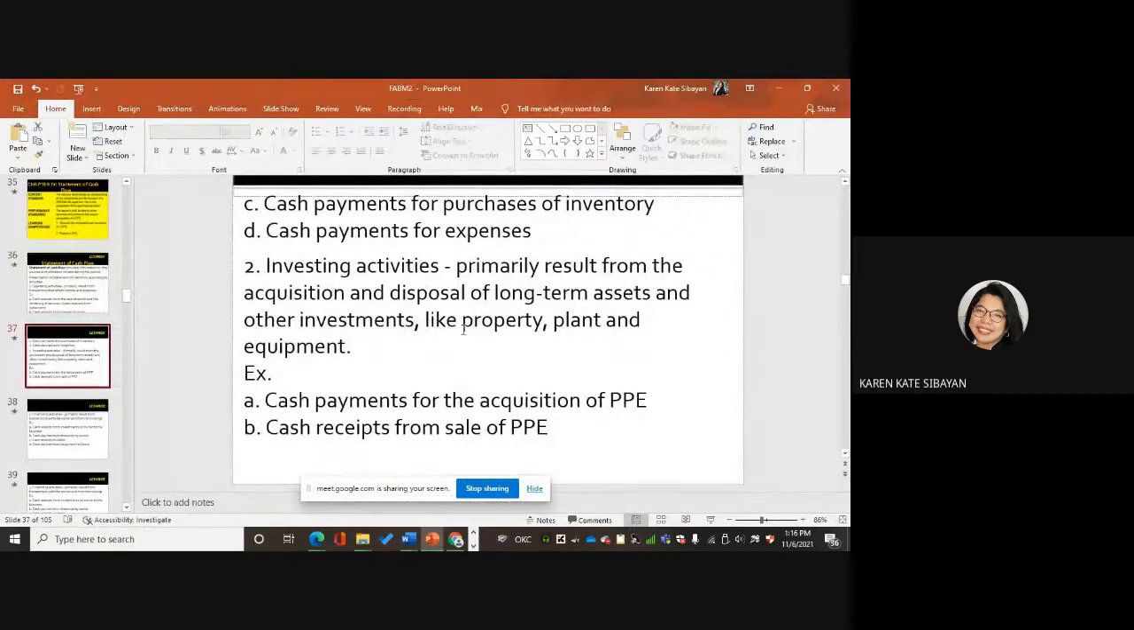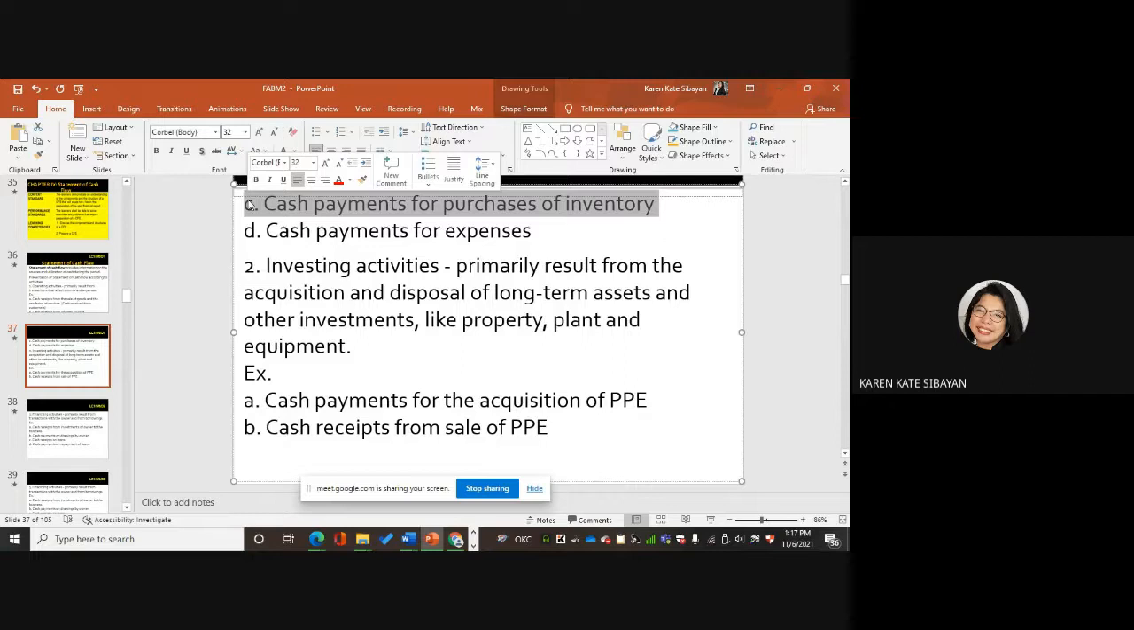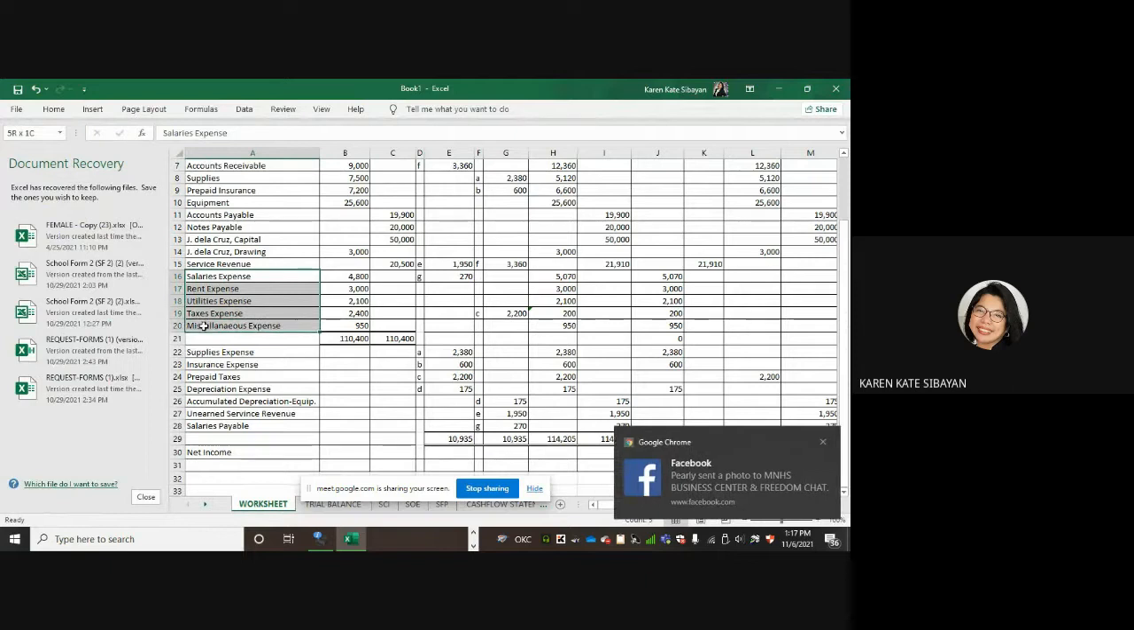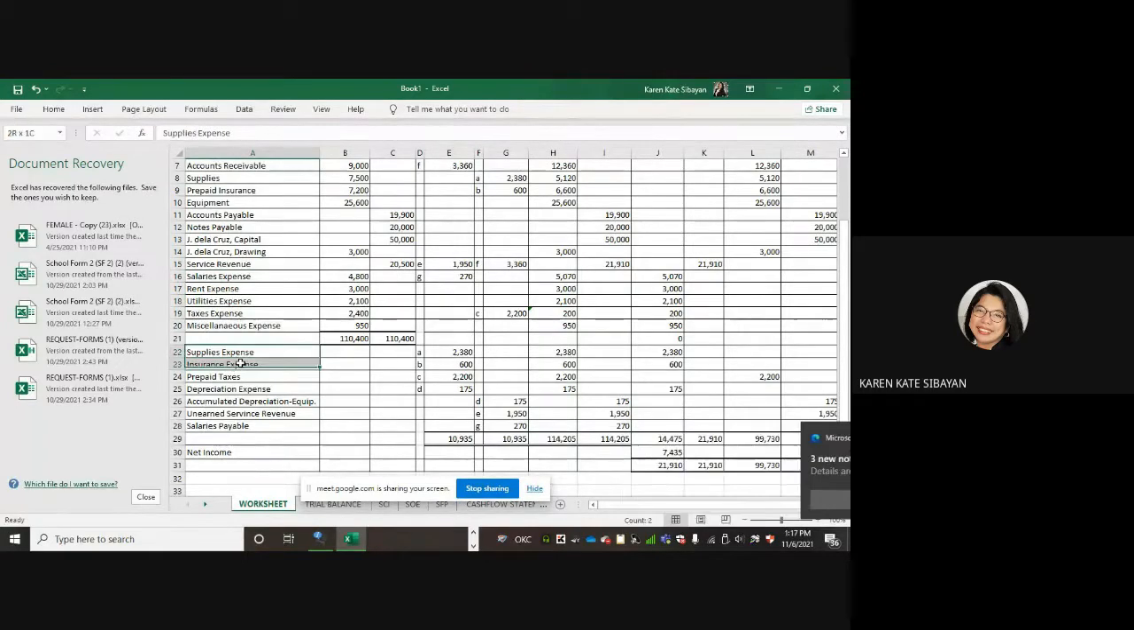Dito, payment, ibig sabihin, ito yung mga outflow, cash outflow under operating activities. Ano-ano ba? Meron ba tayong cash payments for purchases of inventory? Meron ba siyang mga binili, idinagdag, o wala? Tingnan naman natin yung ating worksheet. Meron ba? Parang meron lang siya, mga expenses lang. Saan? Is it inventory? To add for your inventory? Meron ba siyang supplies expense? Insurance expense?